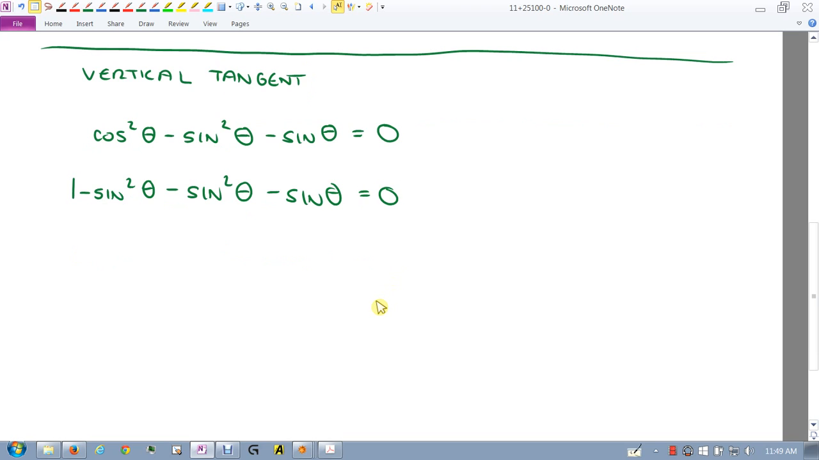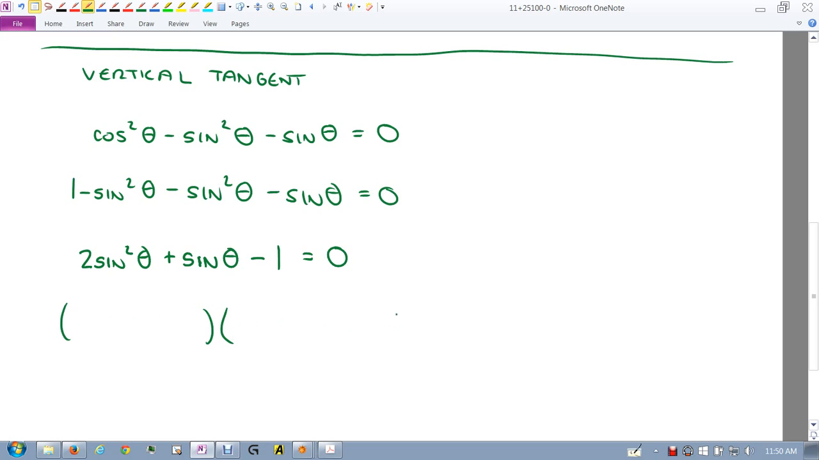What now? Combine all our like terms. 2 sine squared theta plus sine theta minus 1 equals 0. So what did I do there? I converted and then I moved everything over to the other side because I didn't like the negative on the sine squared term. You all okay with that? Can you do anything with that? It's a quadratic in form, right? Does it factor? Can you factor this?